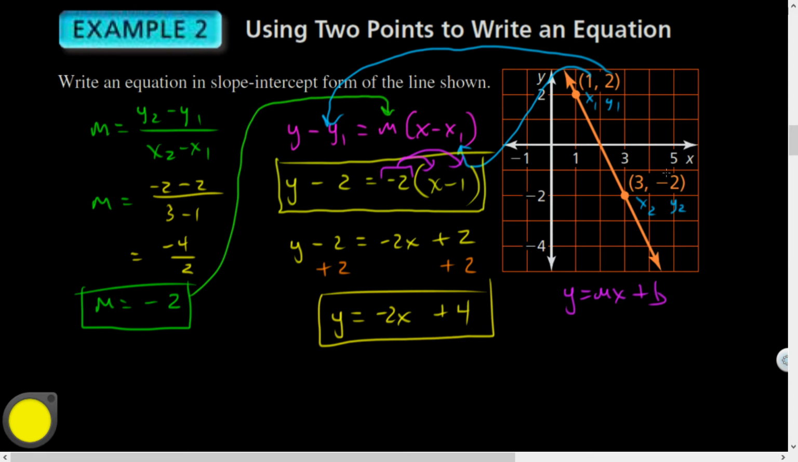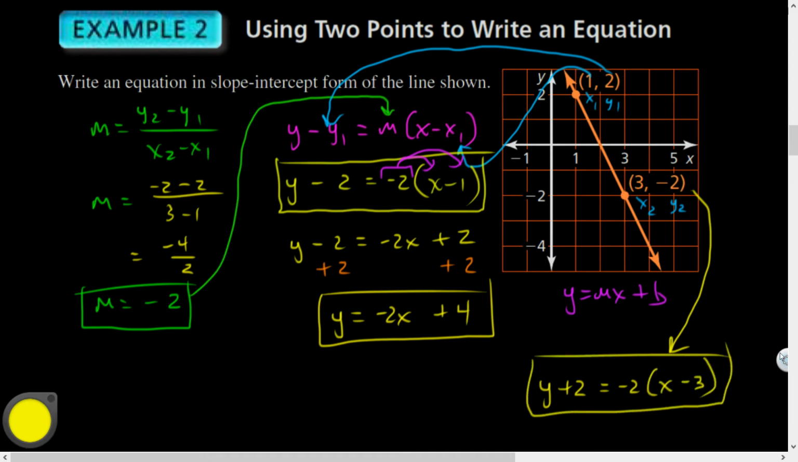And actually, oddly enough, if I used this point, I could have rewritten point slope form a different way. Let me show you this. I also could have written y plus 2 equals negative 2 parentheses x minus 3. There are infinitely many ways to write the same equation using point slope form if you plug in different values for your x1 and y1. So you actually can get the same equation multiple ways.